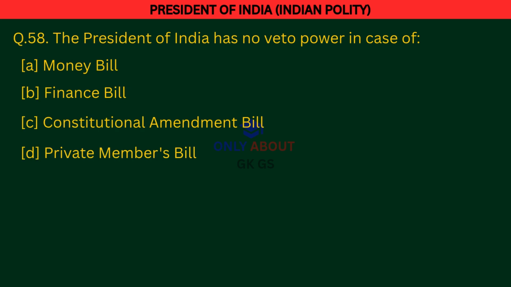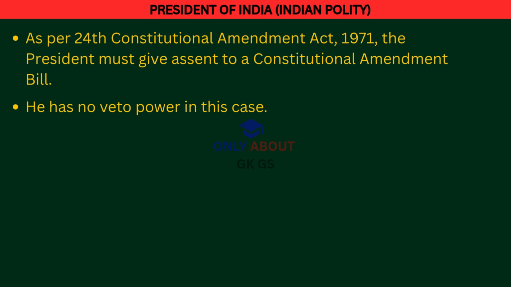Last question. The President of India has no veto power in case of... Correct answer: Constitutional Amendment Bill. As per the 24th Constitutional Amendment Act 1971, the President must give assent to a constitutional amendment bill. He has no veto power in this case.